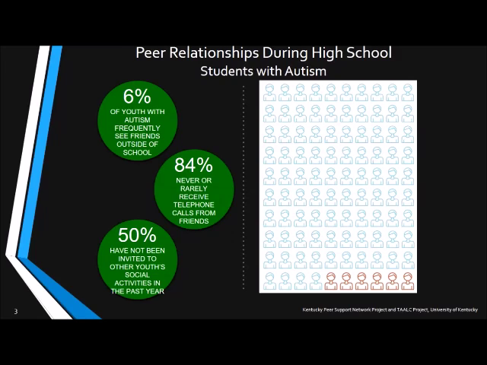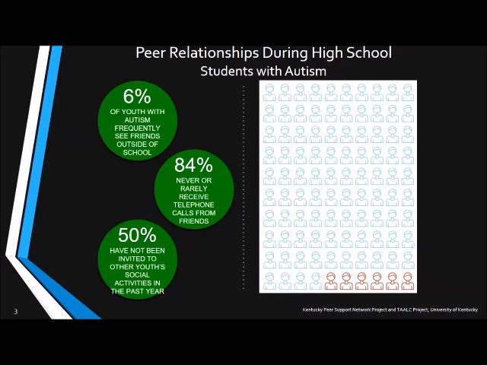But when asked about seeing friends outside of school, only 6%, so the six little red figures in the bottom, frequently see friends outside of school. So that means the other 94% maybe sometimes, probably rarely see friends outside of school. 84%, well, most of these blue figures rarely or never received phone calls from friends. And I think one of the things we really need to work hard on at school is that 50% have never been invited to another youth social activity in the past year.